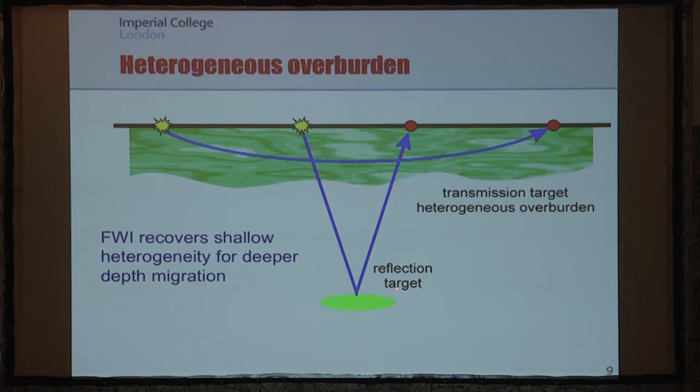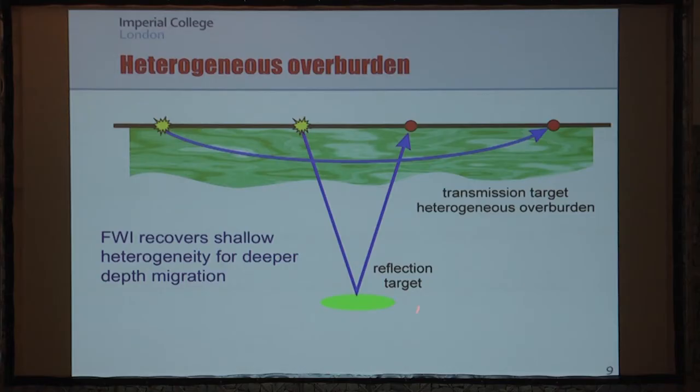But that reflected energy travels through some relatively shallow layer, some near surface heterogeneity, which might be 2 kilometers thick, something like that. So maybe this is 2 kilometers thick and this is 6 kilometers deep. This shallow heterogeneity has a big effect on these ray paths, a big effect on this imaging. And the way full waveform inversion is often used is to use these sorts of ray paths, these turning rays, this transmitted energy, to get a much better model of this green region. So we do full waveform inversion in here with these ray paths.